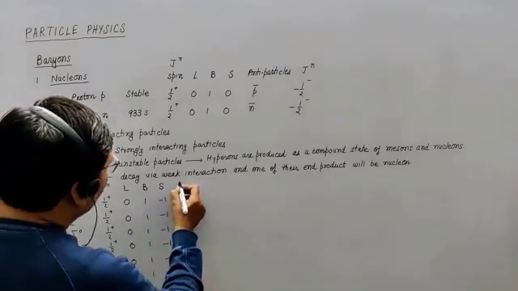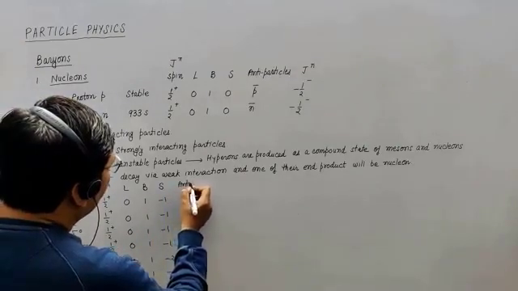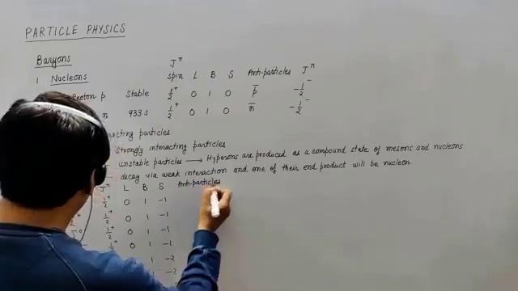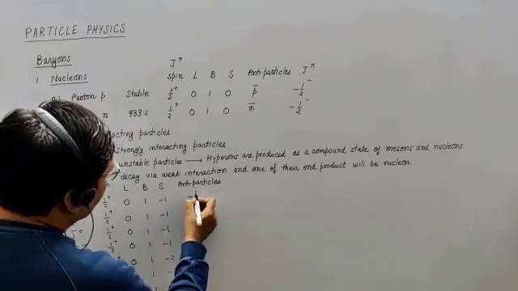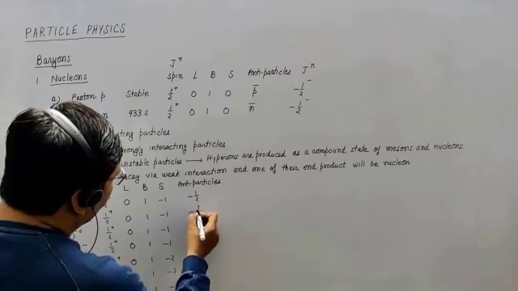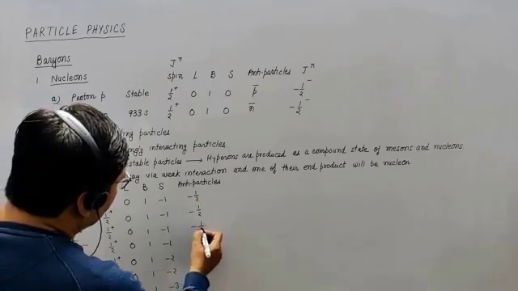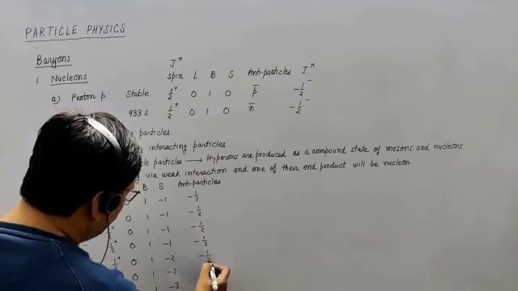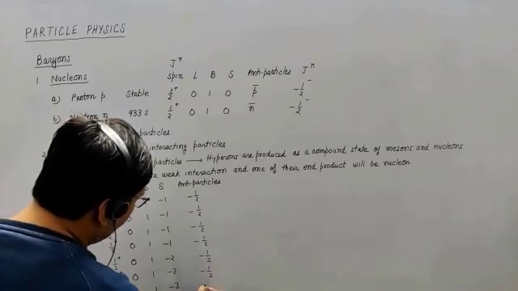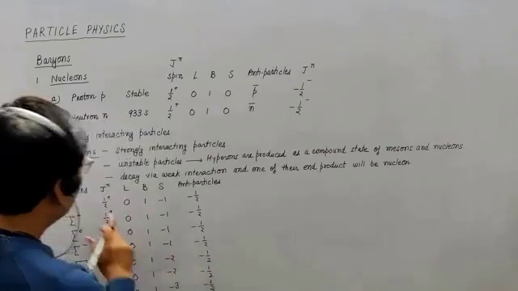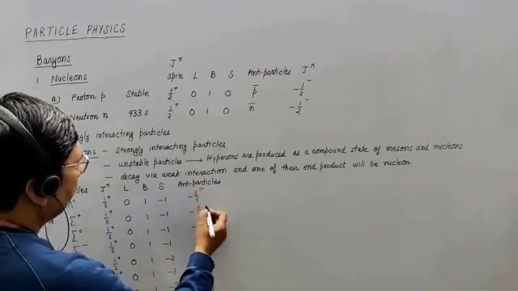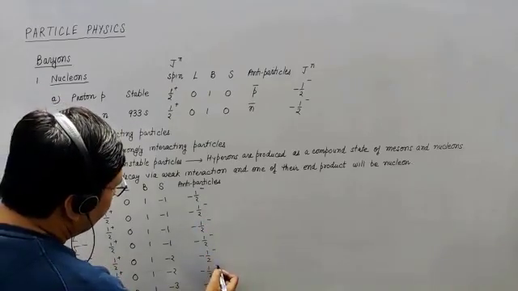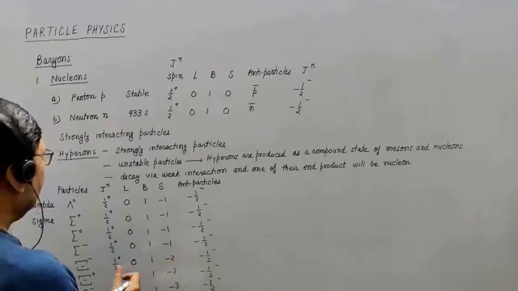After this, we have antiparticles. Spin will be half for all these particles, and their parity will be opposite to this. Parity will be negative. And how are these antiparticles represented?